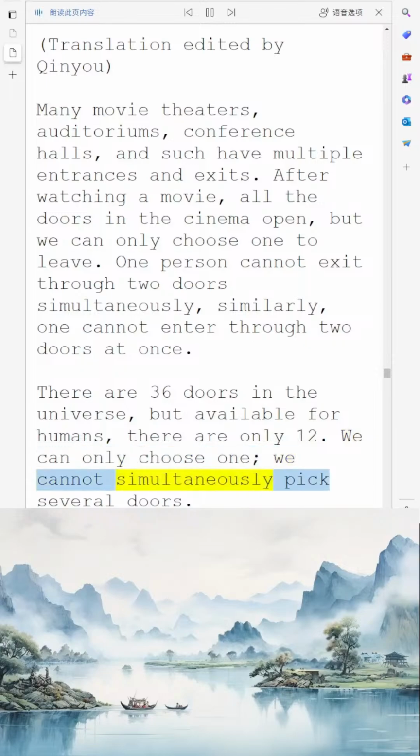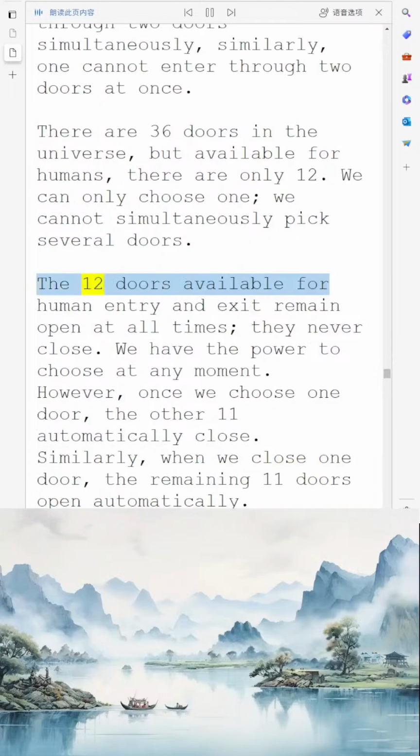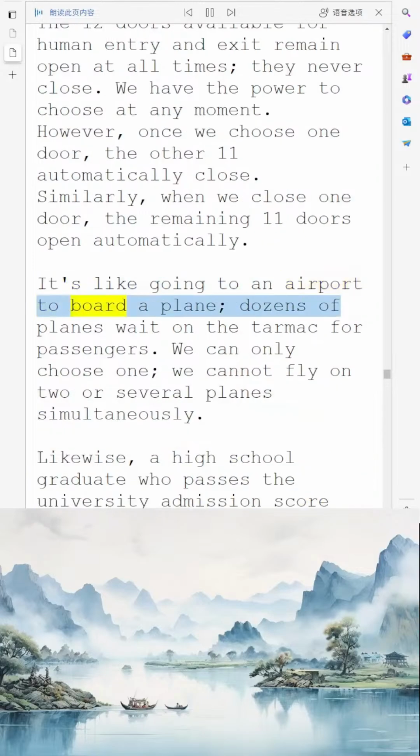We cannot simultaneously pick several doors. The 12 doors available for human entry and exit remain open at all times. They never close. We have the power to choose at any moment. However, once we choose one door, the other 11 automatically close. Similarly, when we close one door, the remaining 11 doors open automatically. It's like going to an airport to board a plane. Dozens of planes wait on the tarmac for passengers. We can only choose one. We cannot fly on two or several planes simultaneously.